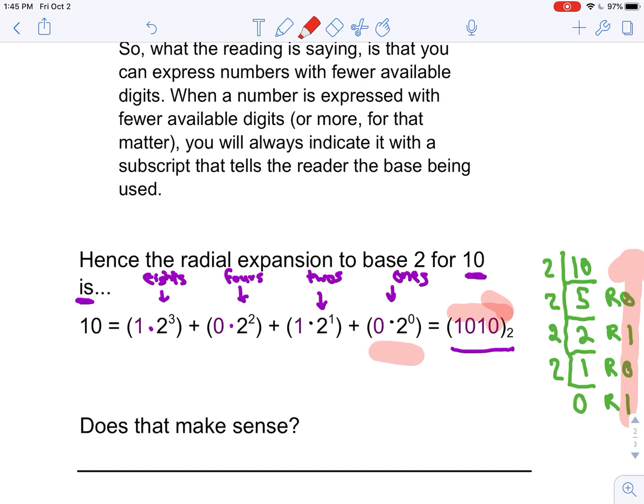Again, the 0 represents no ones. This 1 represents a single 2. This represents no 4s, and this one represents 1 8. So it's an 8, 0, 2, 0. Add these together, of course, you get the 10.